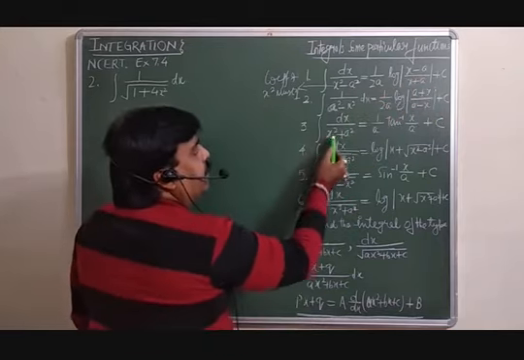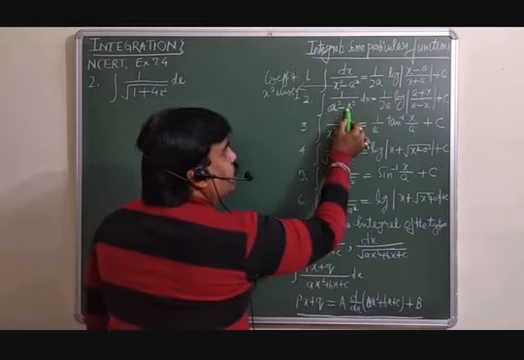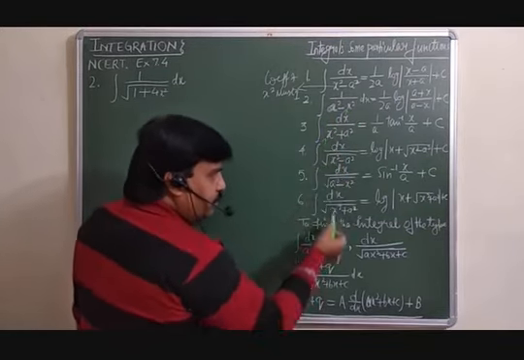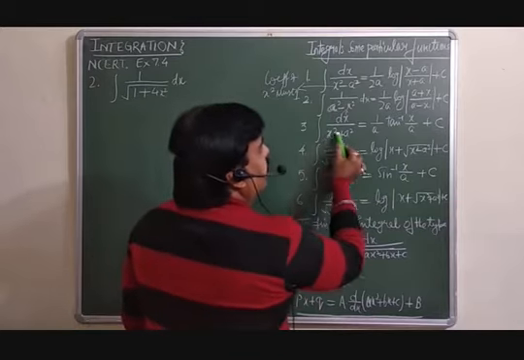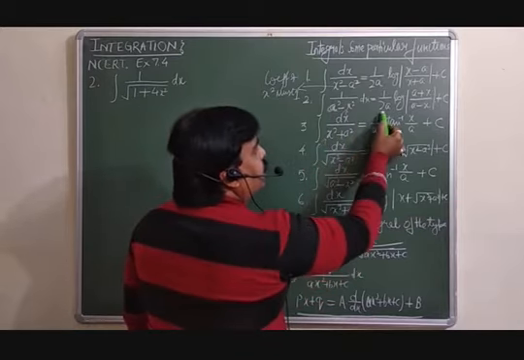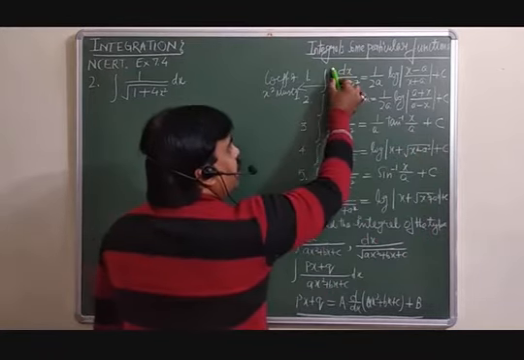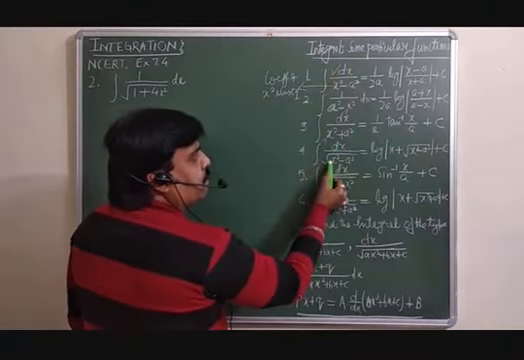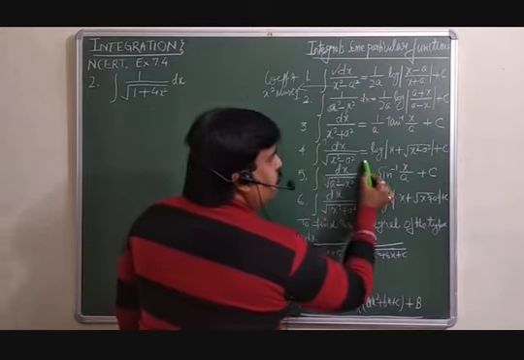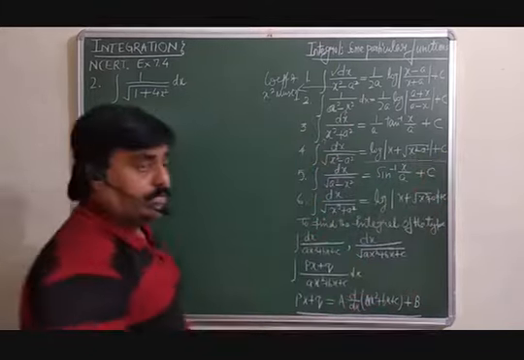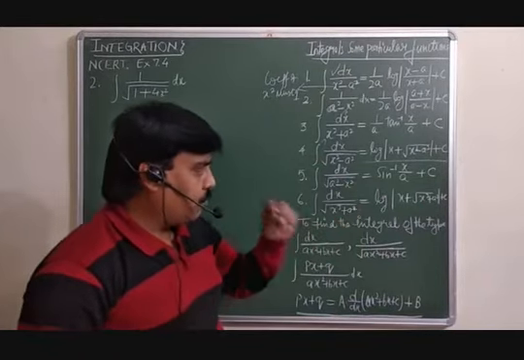Similarly dx over x square plus a square; here also the coefficient of x square must be 1. Everywhere the formulas are written here. So for x square plus a square, the integral is equal to 1 over a tan inverse of x over a, plus c. If it is given inside the radical sign, dx over under root of x square minus a square, that is equal to log of x plus under root of x square minus a square, plus c. Likewise you can do similarly; these two formulas are here.